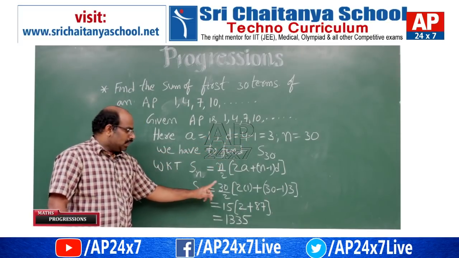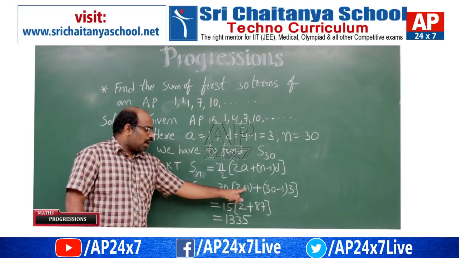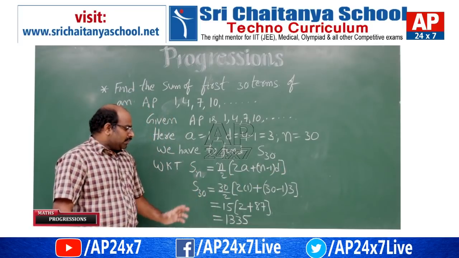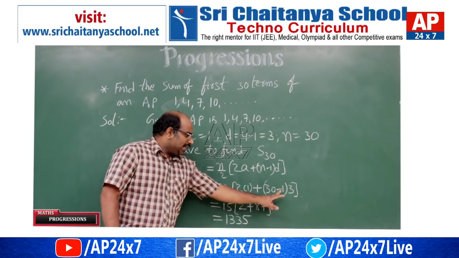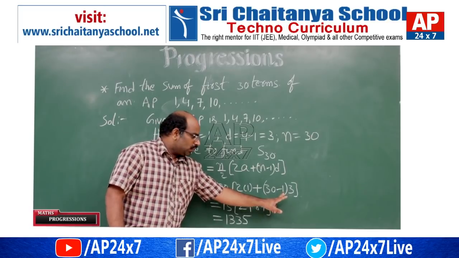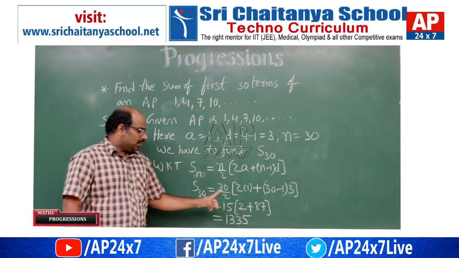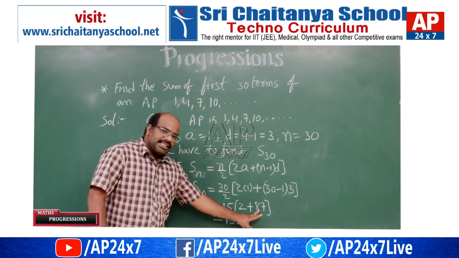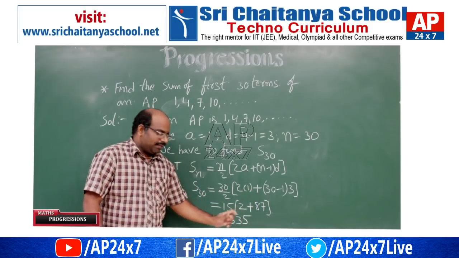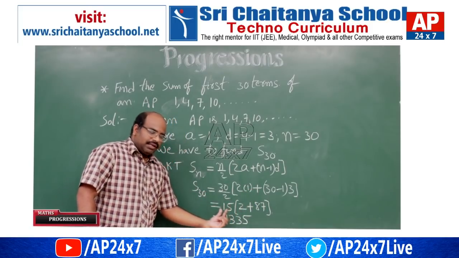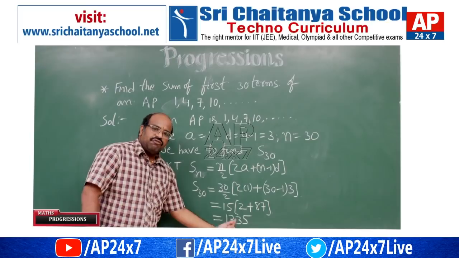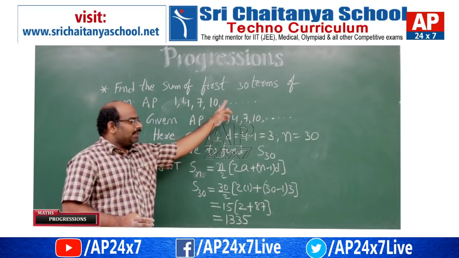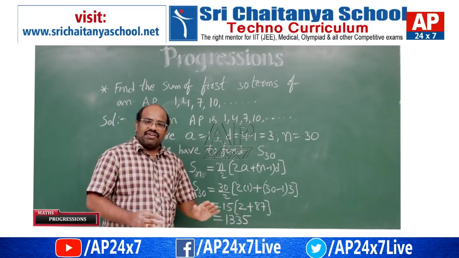S30 is equal to 30 by 2 into 2 of 1 plus 30 minus 1 into 3. Simplify: 2 ones are 2, 30 minus 1 is 29, 29 threes are 87. Here 30 by 2 is 15. Now 87 plus 2 is 89. 89 into 15 is nothing but 1335. That means the sum of 30 terms of the given arithmetic progression is 1335.